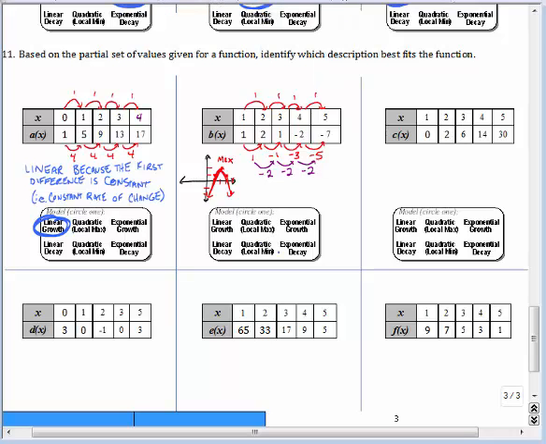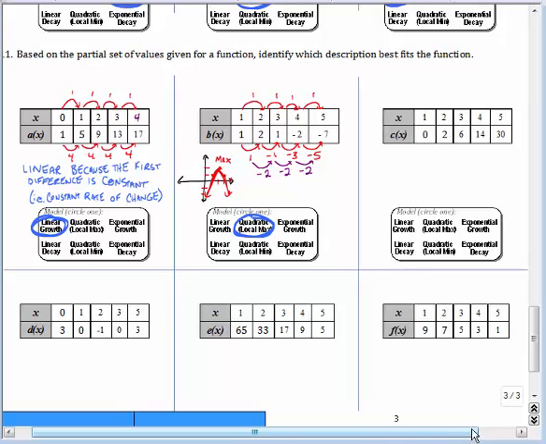So this will be a quadratic with a local max. So it's a global max too. Okay, let's try the next one.